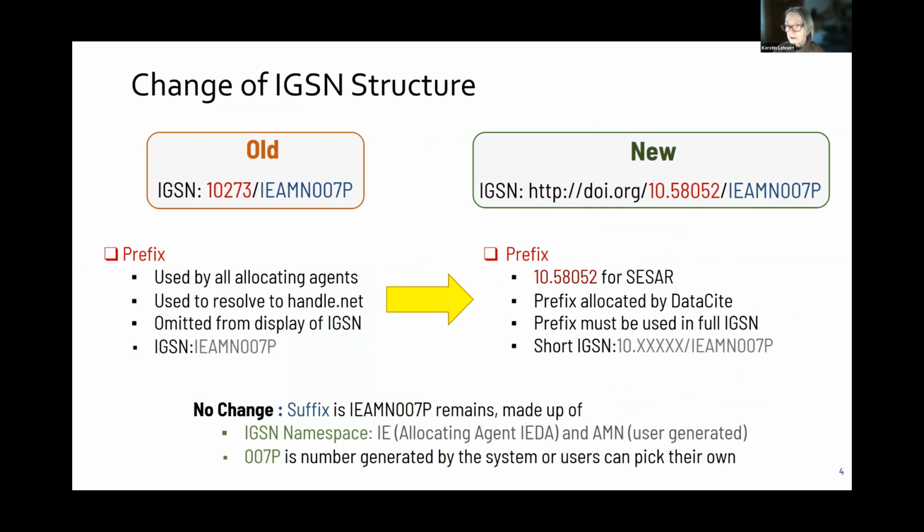Every allocating agent receives their own prefix from DataCite. The one for CSAR from now on is 58052. So when you cite, obviously, you need to include the prefix in order to know where to resolve to. We're trying to implement short IGSN citations. We'll see how this is going. The registration service at DataCite for the new IGSNs just started on January 1.